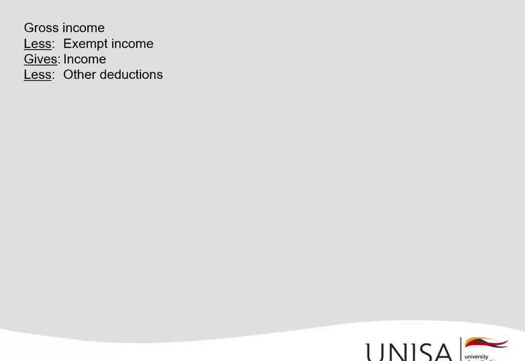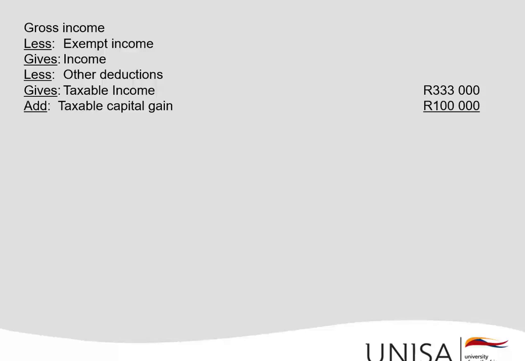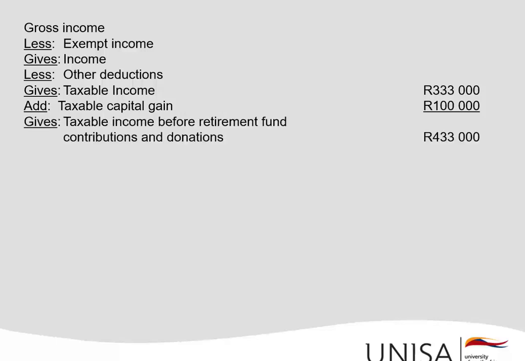Right, welcome back. We're now going to apply the example. I hope you've worked through it. So in this example, we're given taxable income before taxable capital gain. So we start the taxable income framework from taxable income after other deductions, and the question tells us it's 333,000 Rand. The question then tells us that the taxable capital gain for this taxpayer is 100,000 Rand, and so that then gives us a total before retirement fund contributions and donations of 433,000 Rand.